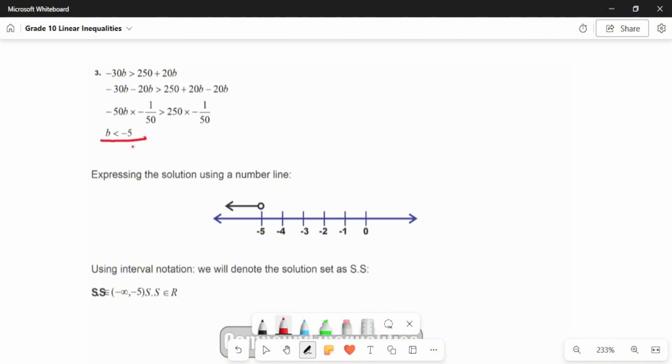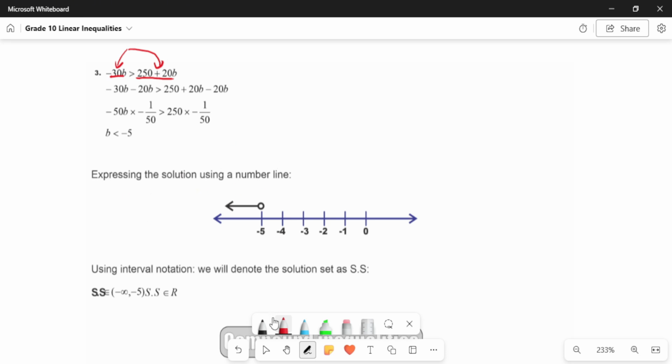What does this mean? It means if I input any b value that is less than minus 5, I will output numerical values in this expression that are greater than numerical values in this expression. That's what it means from a practical standpoint.